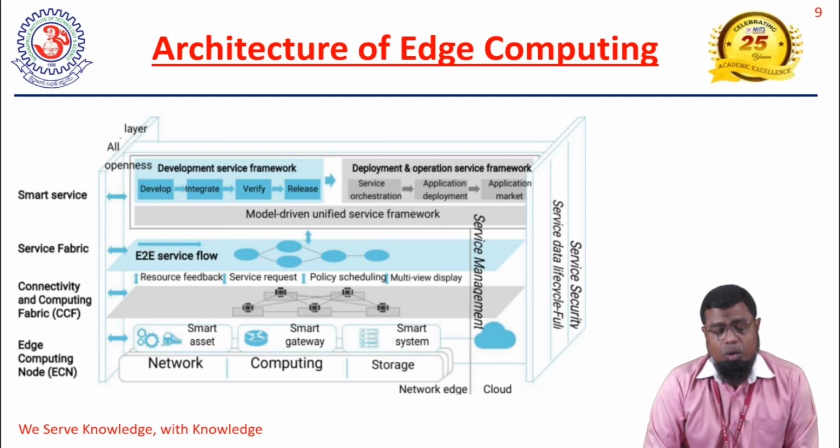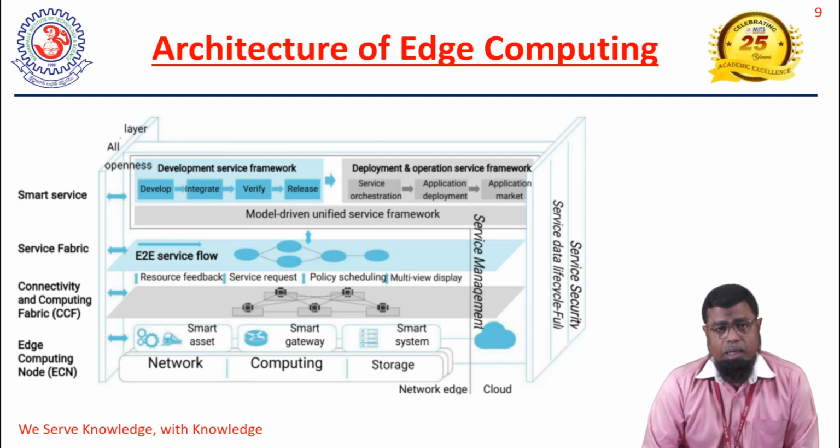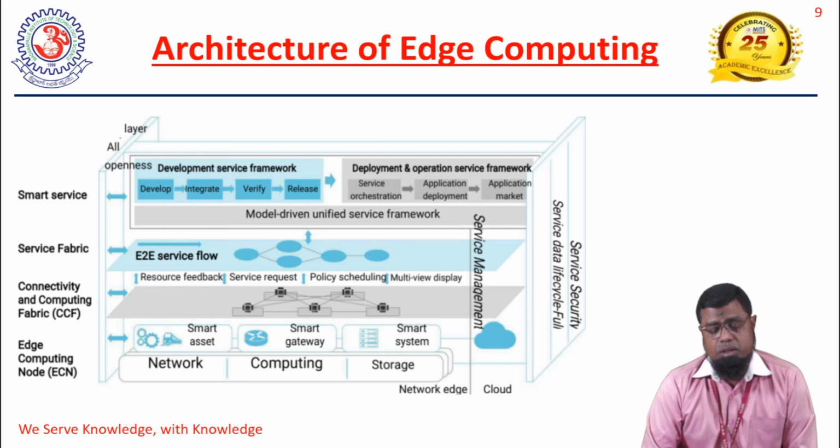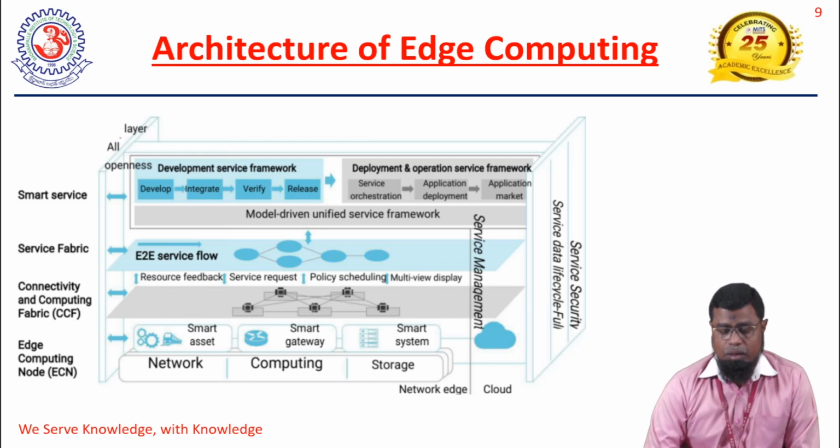Then the edge computing node, the edge computing layer, there will be some smart assets, smart gateways, and smart systems for storage. Smart assets are used for network service. Smart gateways are used for computational purpose. Why? Because nowadays the intelligence is placed in the routers and switches for efficient routing of data in the network. So smart gateways are involved in computing and smart systems are involved in storage. So this is the architecture of edge computing, how they are going to be deployed in a real-time scenario.